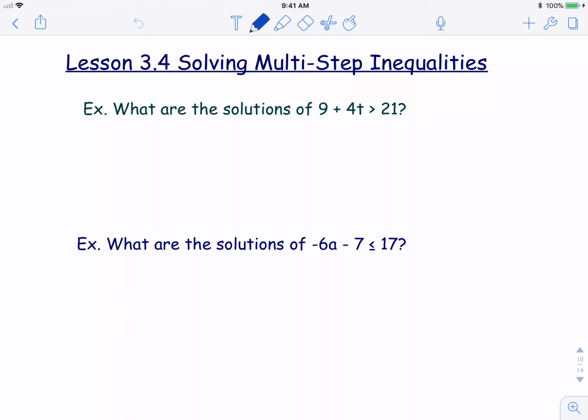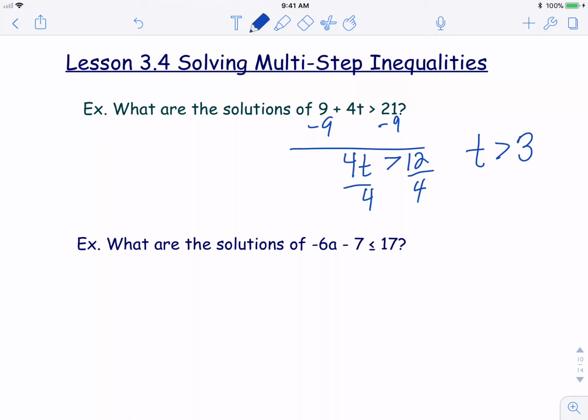4 and t are best friends, so we're going to wait to break them up till the end. So my first step is to subtract 9 from both sides of the inequality sign. Then I'm left with 4t is greater than 12, and my last step is to divide both sides by 4, because when I see the statement of 4t, that means that they're being multiplied, so the opposite of multiplying by 4 is dividing. And then I'm left with an inequality of t is greater than 3.